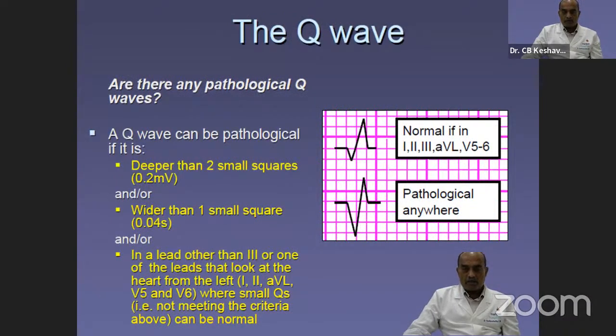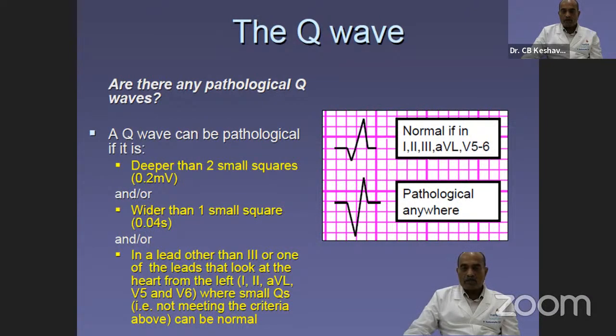So are there any pathological Q waves is the next thing. So how do we define a pathological Q wave? A Q wave may be pathological if it is deeper than 2 small squares or 3 small squares or more, and wider than 1 small square. That means 0.04 seconds. Each small square is 1 millimeter in height and 0.04 second in width. That you have to remember. So a pathological Q wave is one which is deeper than 2 small squares and wider than 1 small square.